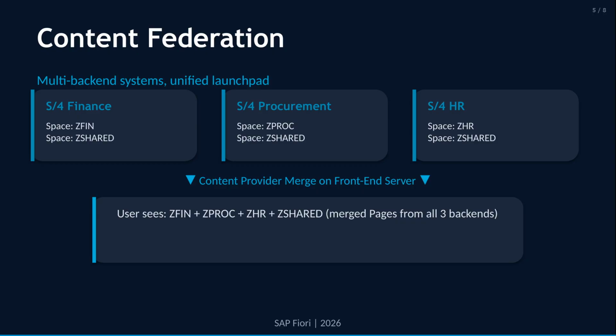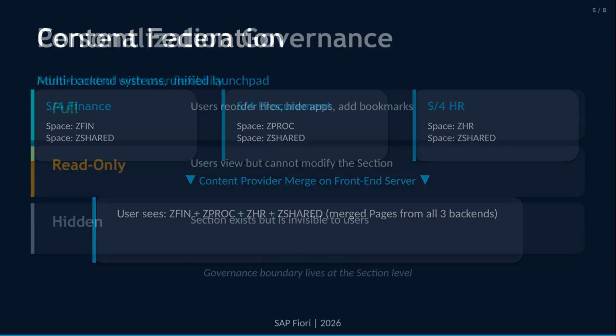The critical detail is the content provider configuration. You register each backend as a content provider in the front-end system, and the aggregator merges their spaces and pages into the user's view. If two backends define the same space ID, the system merges the pages underneath. This means you need governance, and you need it before you start building.